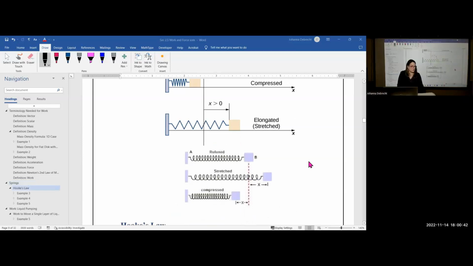Now, in this picture, the resolution is not as good, but these at least do look more like springs. Relaxed would be right here. This is at equilibrium. This is where it is stretched, and you can tell the X has gone to the right, and compressed, X has gone to the left.